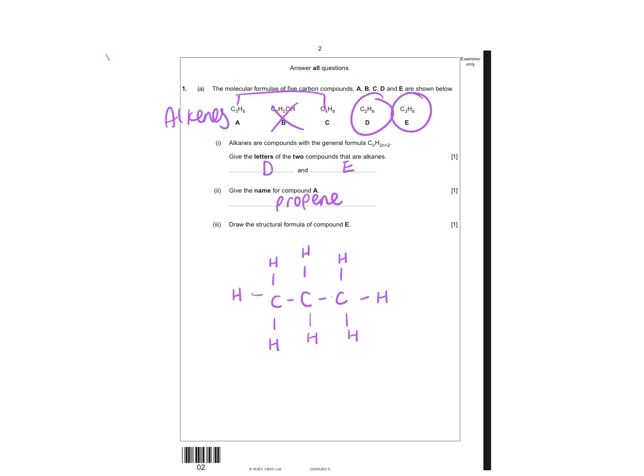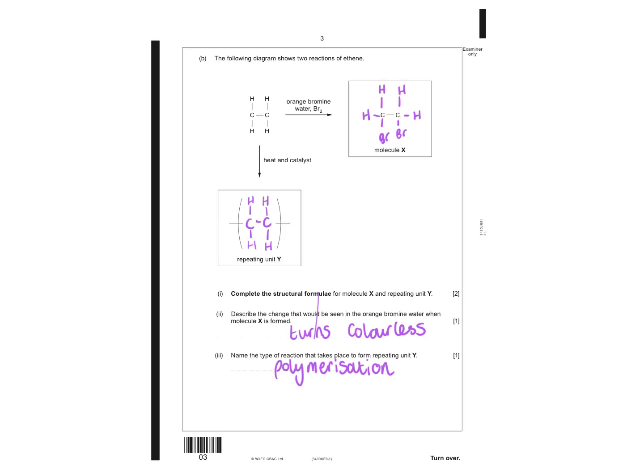Give the name of the compound A. So that's got 3 carbons, so it's propene. And then draw the structural formula of compound E. So 3 carbons, 8 hydrogens.